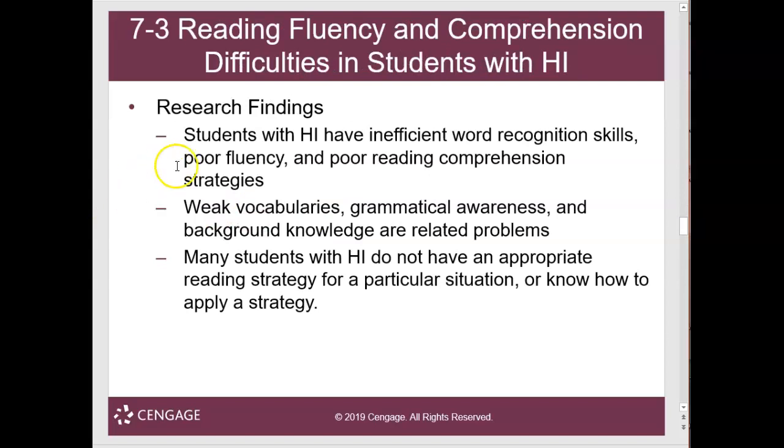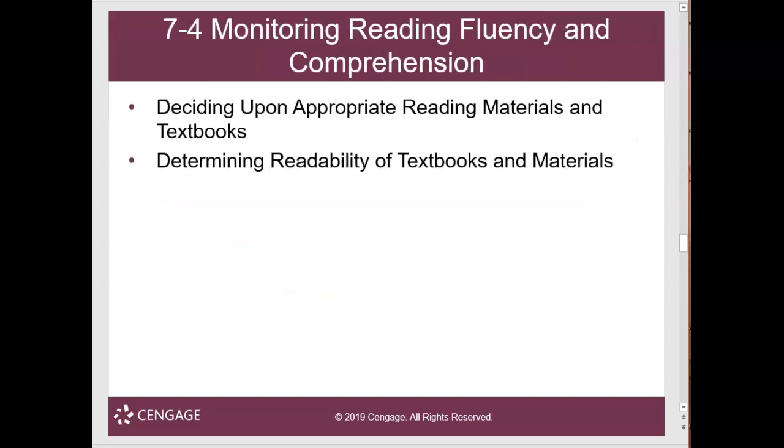Okay, again, we've kind of talked about this. Students with HI have inefficient word recognition skills. They struggle to recognize some of those basic words even. They have poor fluency and poor reading comprehension strategies. Weak vocabularies, background knowledge might be limited, and they typically don't have an appropriate reading strategy for a particular situation or know how to apply a strategy. So if you're teaching students with high incidence disabilities, really think about some of these reading strategies that you can teach, that you can apply.